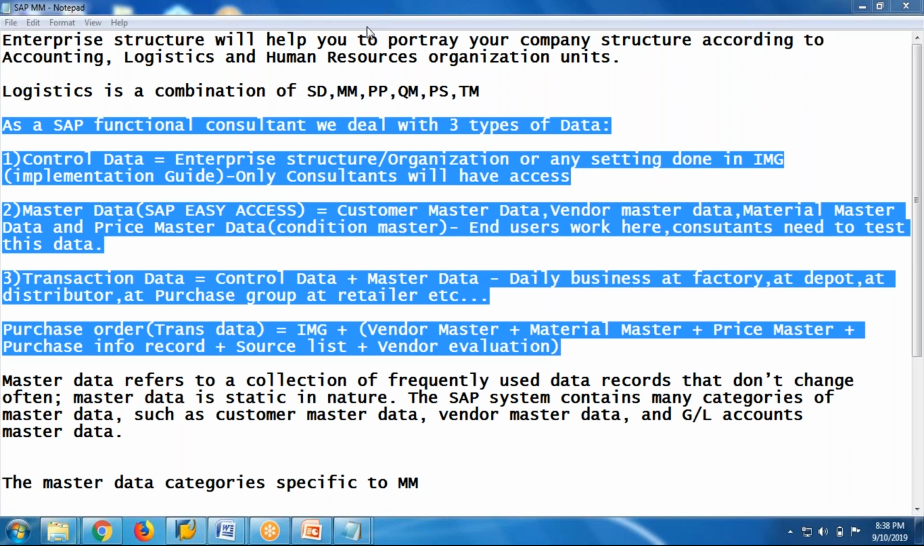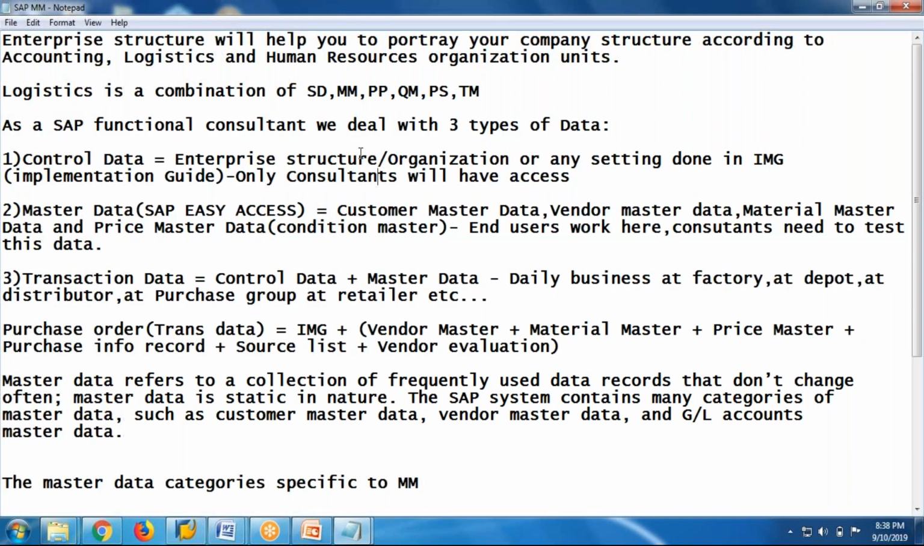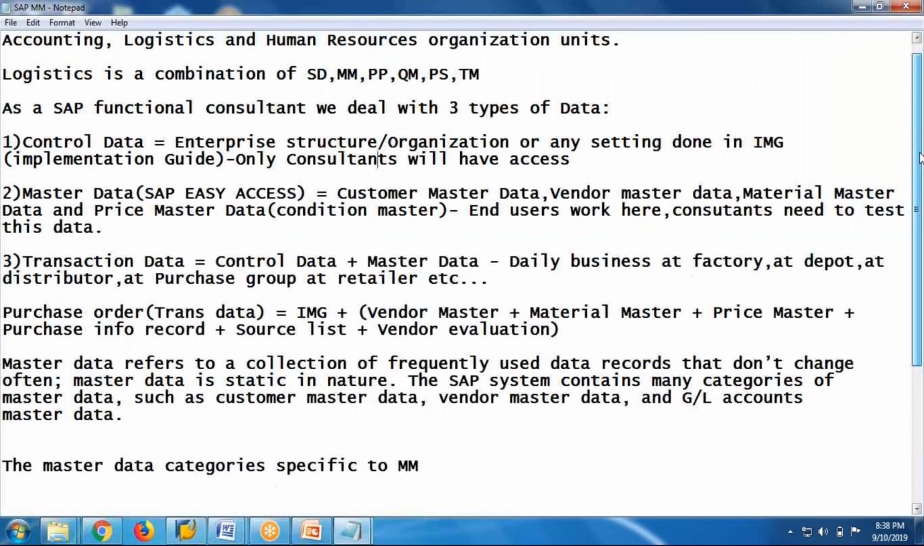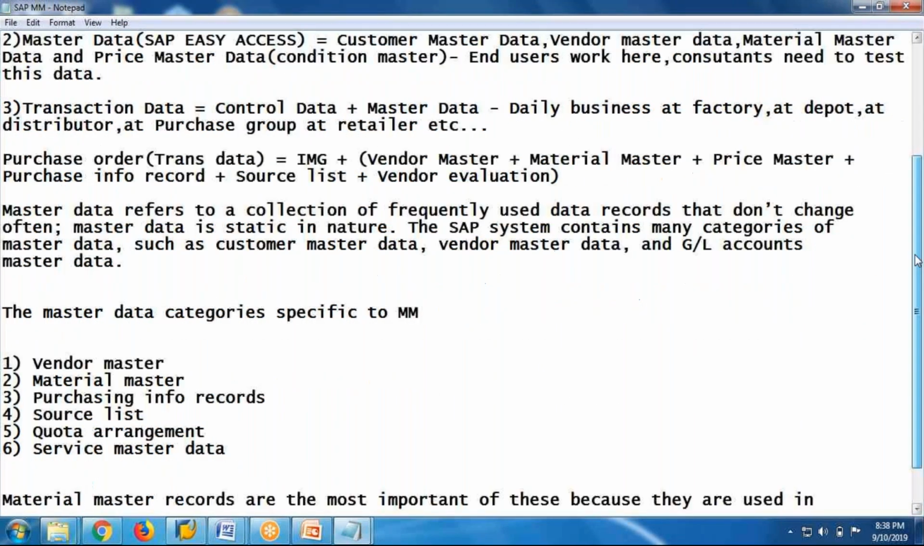Yeah, I'm done. So, if you can see this, control data means enterprise structure or organization structure. It's nothing but a company's business structure, which is called enterprise structure here.